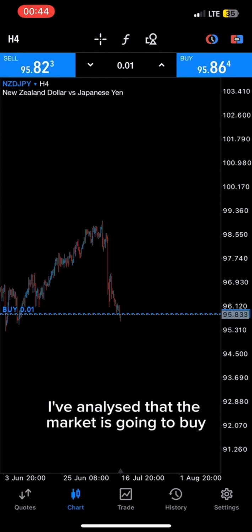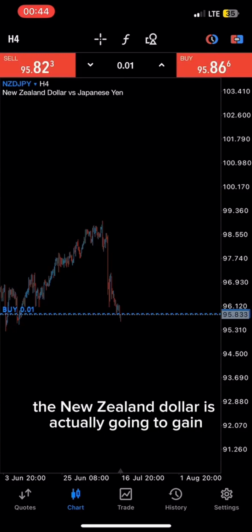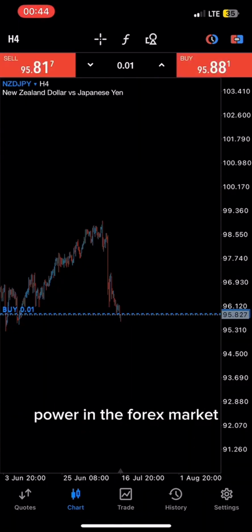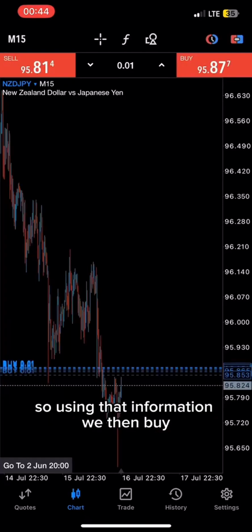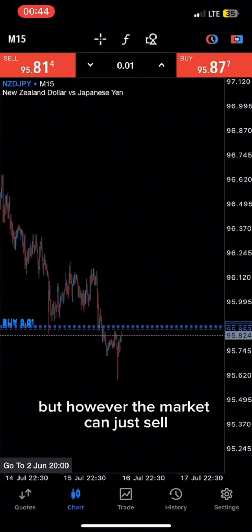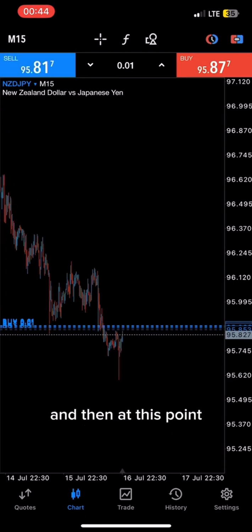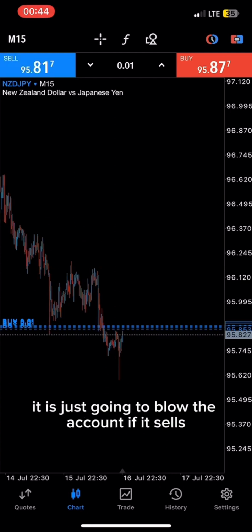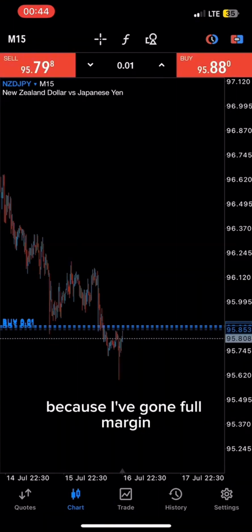As you can see, I've analyzed that the market is going to buy, which means the New Zealand dollar is actually going to gain power in the forex market. So using that information, we then buy. However, the market can just sell, and at this point it is just going to blow the account if it sells, because I've gone full margin.